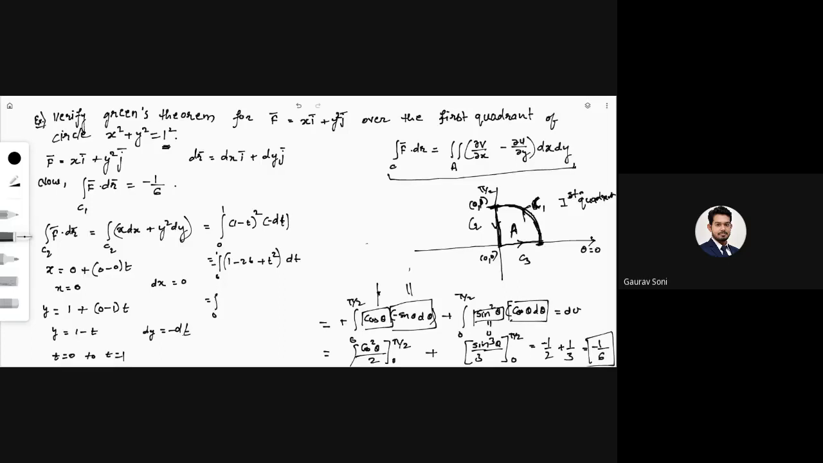So integration 0 to 1. Okay, we'll do the integration. Minus sign outside. In the bracket, integration of 1 is t, minus integration of 2t is t square, plus t cube by 3. Integration 0 to 1.